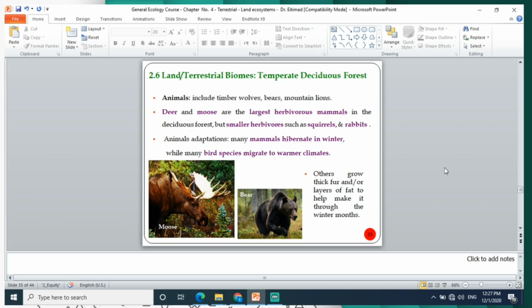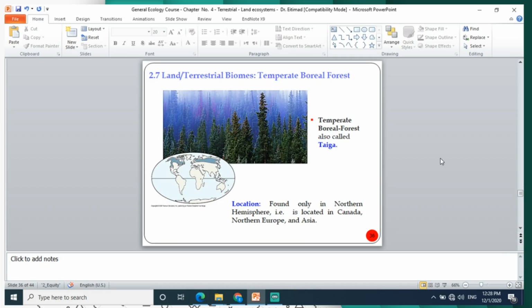It includes a number of animals like wolves, bears, lions, deer, and moose, and also a lot of squirrels and rabbits, small animals. Besides, they have a lot of adaptations during the winter or the cold time, either by migrating, or hibernating in winter, or they have other adaptations like fats underneath their skin in order to protect them during the drop in temperature or in the cold.